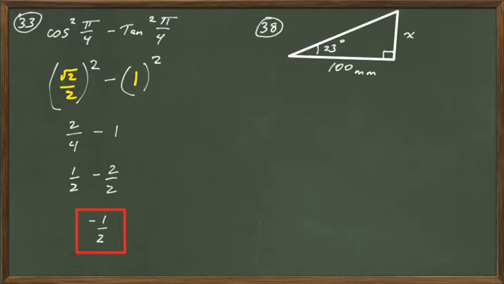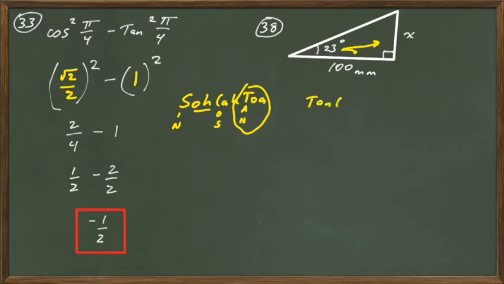Now in 38, you're going to have to use SOHCAHTOA. Sine is opposite over hypotenuse, cosine is adjacent over hypotenuse, tangent is opposite over adjacent. This involves, for the 23 degrees, opposite and adjacent. I don't care about the hypotenuse. So the only one that uses opposite and adjacent is tangent. So tangent of theta is opposite over hypotenuse.